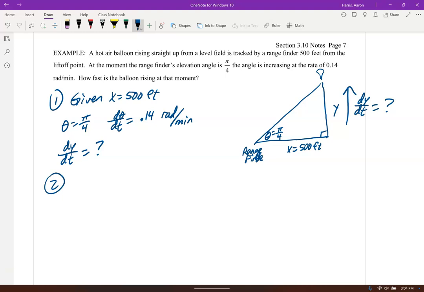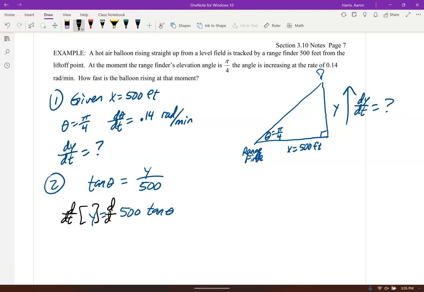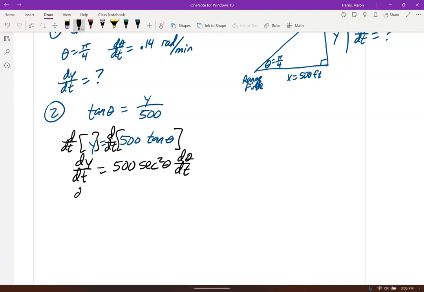Well, I'm going to go ahead and use tangent because I know the tangent of theta is opposite over adjacent. Now I've got that 500. And I'm trying to find dy/dt, so I want to involve y as well. So if I multiply both sides by 500, I'd have 500 tangent theta. And then I just got to take the derivative with respect to time here for this related rate problem. And so I get dy/dt equals 500 stays there, derivative of the tangent, secant squared theta. Don't forget chain rule, d theta/dt.